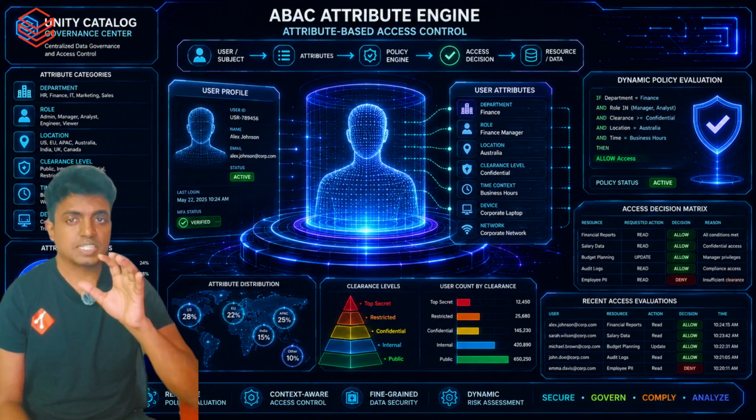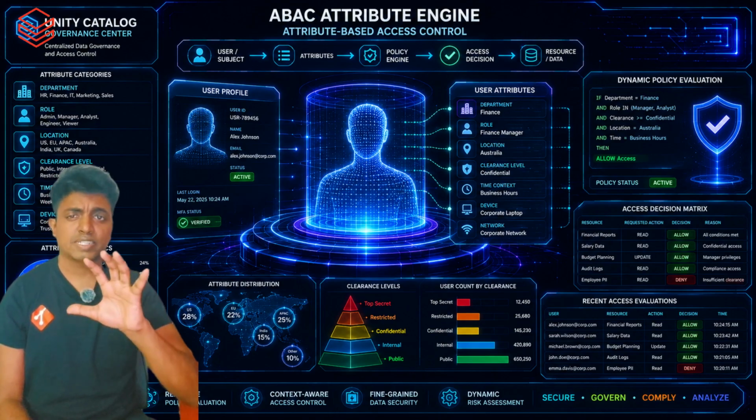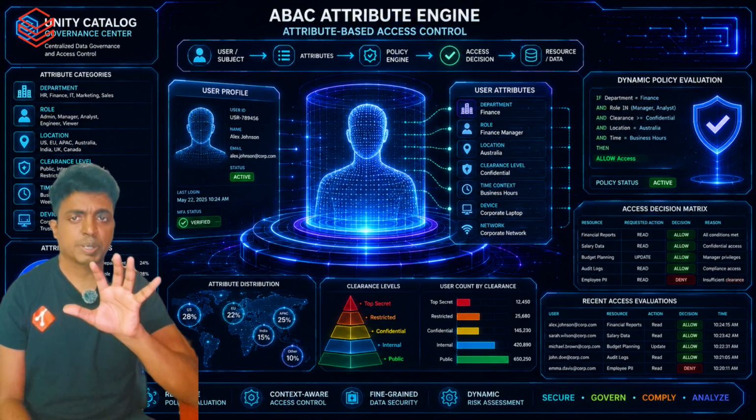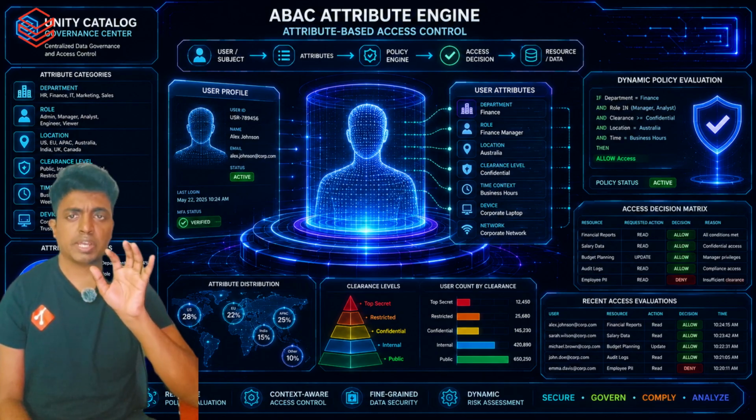Policies define the business rules. For example, finance users can access finance data, HR users can access HR data, IT users cannot access salary information. Databricks evaluates the three attributes together. If everything matches, access is granted. If not, it is denied or restricted. The best part is that this happens automatically, every single time a query runs. No manual approval, no manual intervention. Everything happens dynamically in real time. And that's what makes ABAC so powerful.